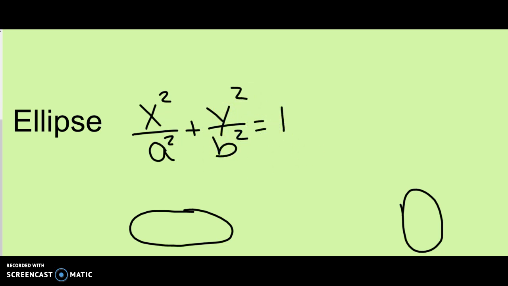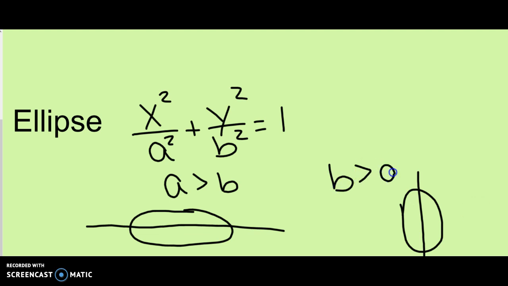All right, now here's the deal. If it's stretching horizontally, this number a is greater than b. All right, if it's stretching vertically and your major axis is going along the y-axis, then b is going to be greater than a.